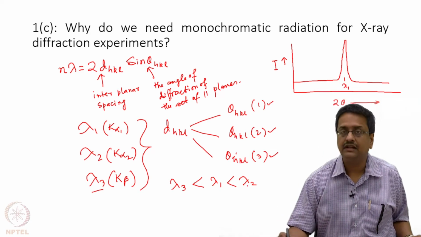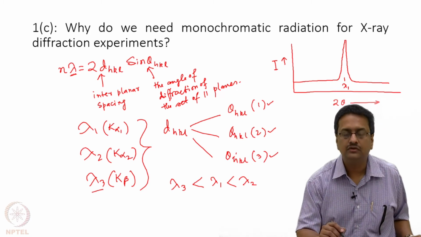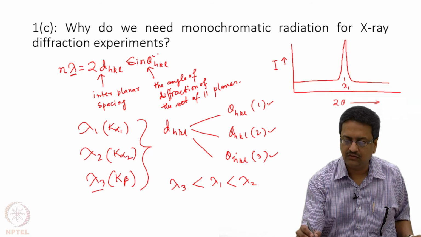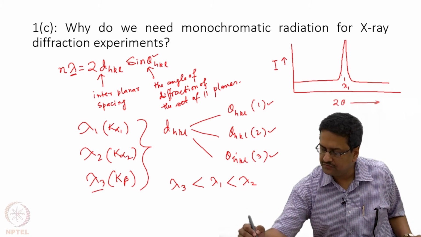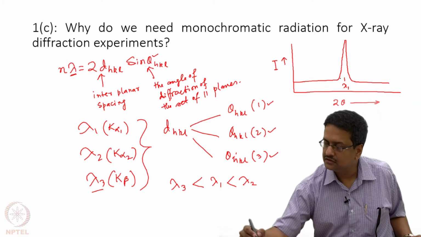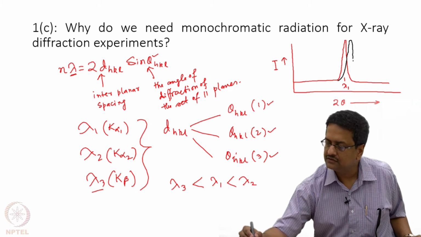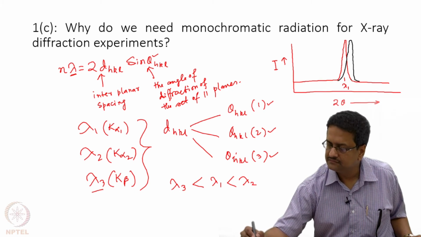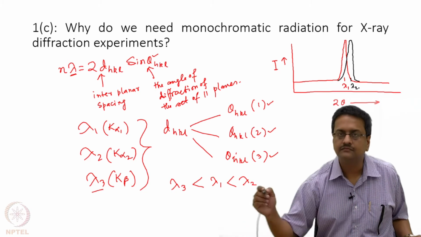The wavelength lambda 2 is the longest; a higher value of lambda corresponds to a higher value of sin theta. So, the corresponding peak for the K alpha 2 should appear at a slightly higher angle like this, at a wavelength of lambda 2.